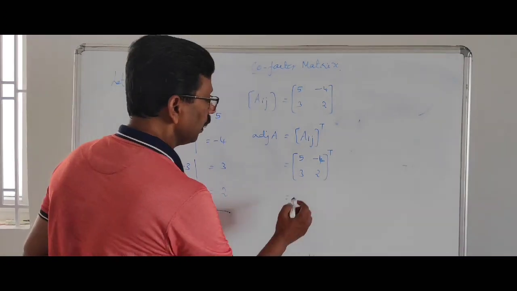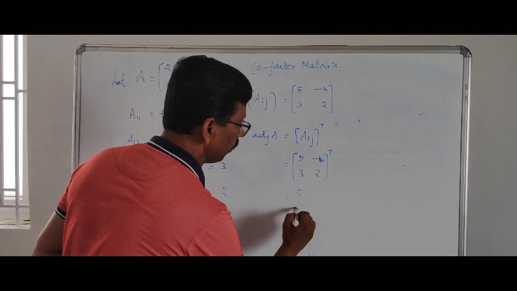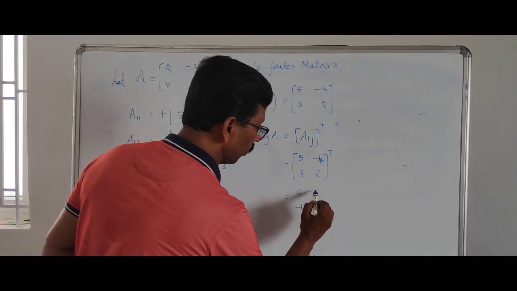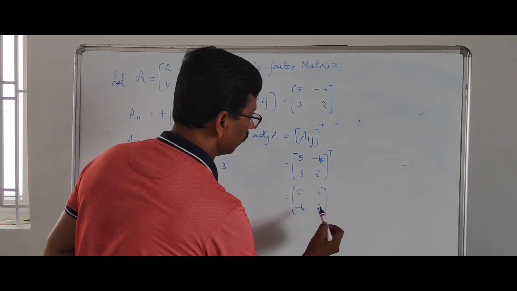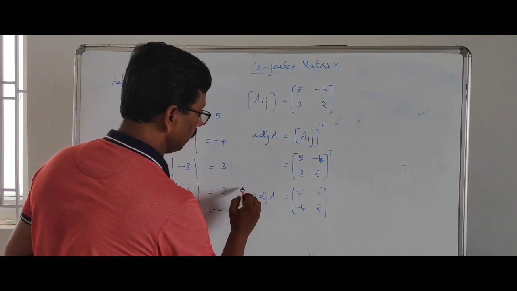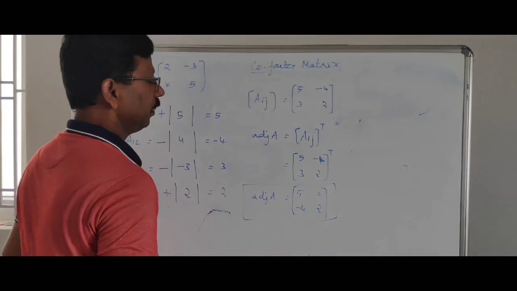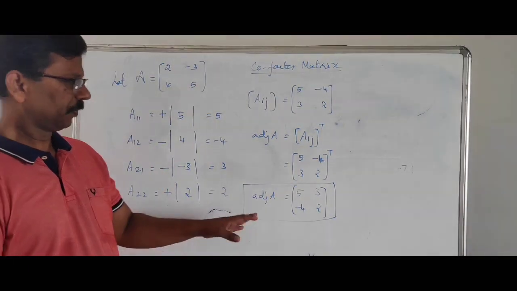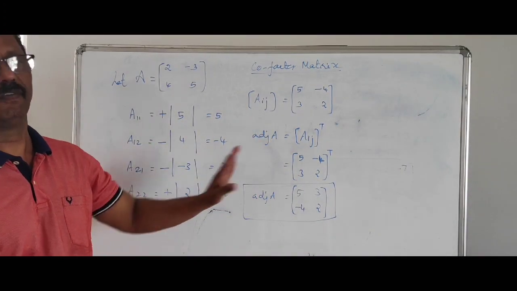Therefore, the first row can be written as the first column. We can write 5, minus 4. The second row can be written as the second column. We can write 3, 2. Now this is called the adjoint of the matrix A. Likewise, we can find the adjoint for all the 2 by 2 square matrices. Now, this is the basic method of how to find the adjoint of a 2 by 2 square matrix.